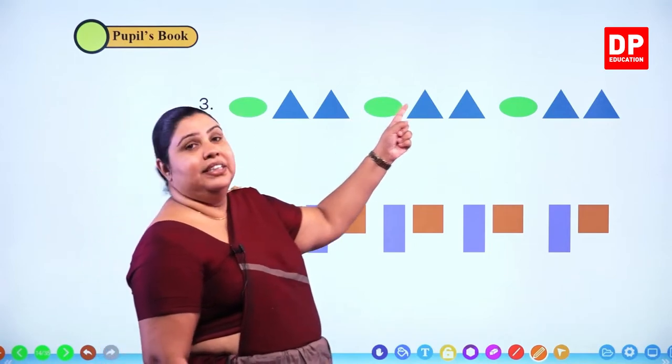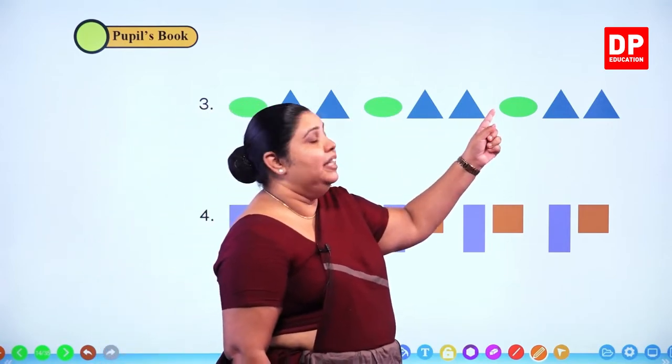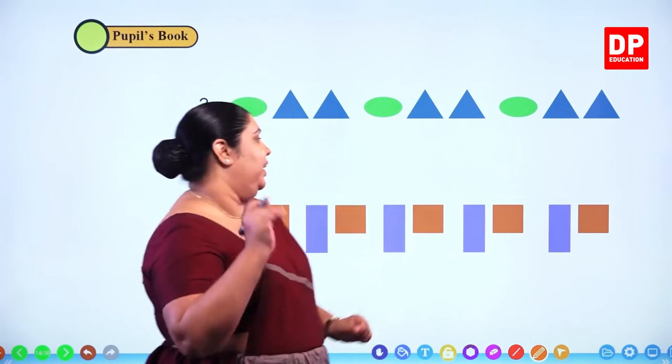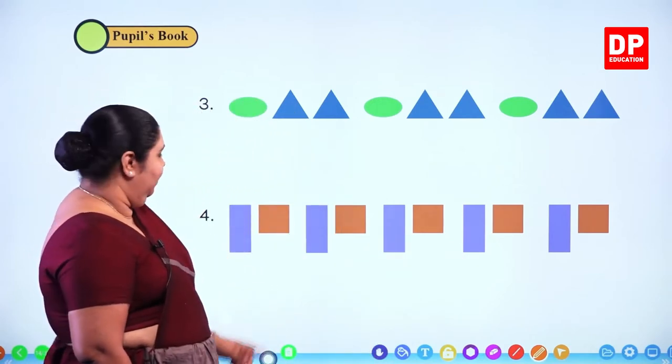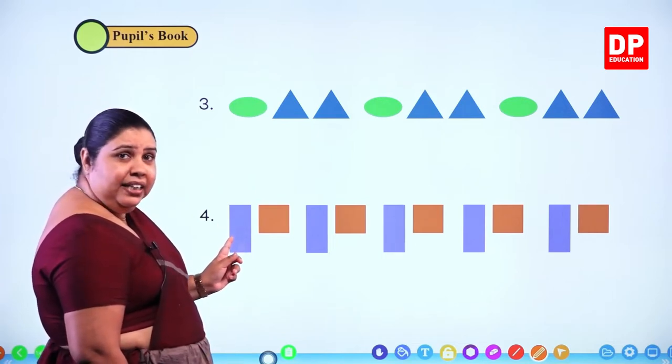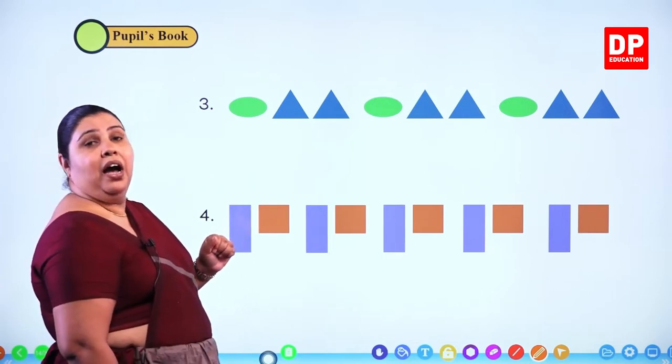Oval, triangle, triangle. Very good. Okay. Next one. Take a look at this. We have a rectangle and a square.